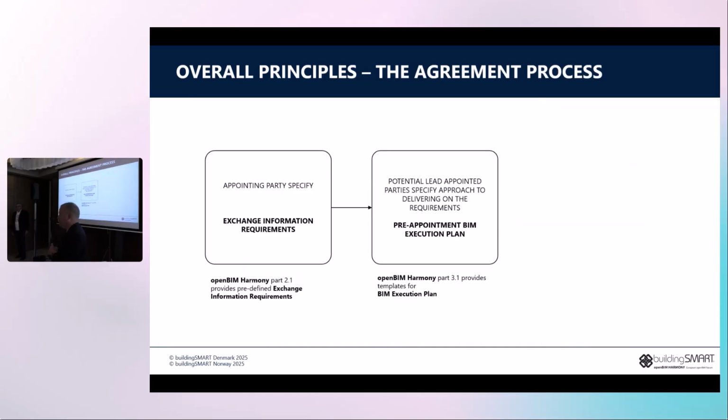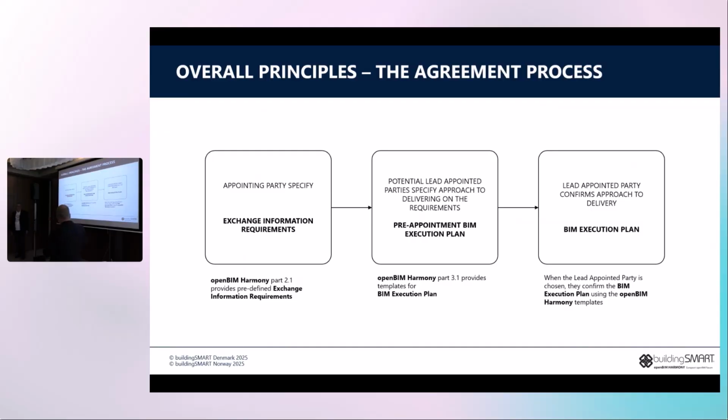The lead appointed party is the one who is contractually responsible for all the appointed parties within the contract. They have to provide a pre-appointment BIM execution plan, which is the first part of it, to specify their approach and also the goal. When I have done this and that, then I'm done with this part of the delivery. And based on that, the appointing party gets a very good and standardized way to evaluate the offers.